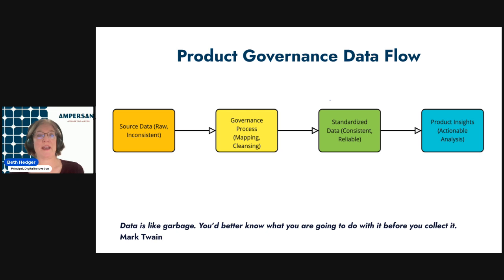Then in terms of an actual governance process, how does that data map against itself? Does it need to be cleaned and updated and put in a good form where you can compare across different data sets? And that's that next piece where you've created that standardized data where it's consistent, reliable, you can mine it for information and everyone understands terminology. Finally, now that you have a good data set, you want to figure out what your product insights are based on that. So what action can you take based on the data and what it's telling you?